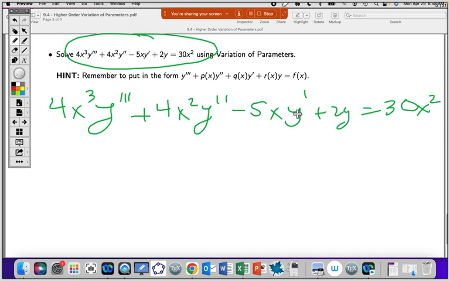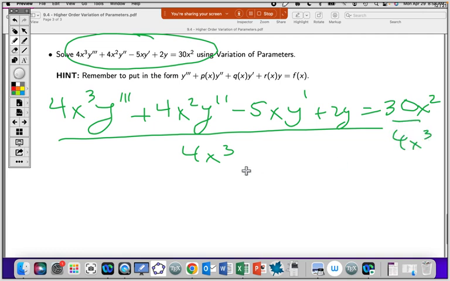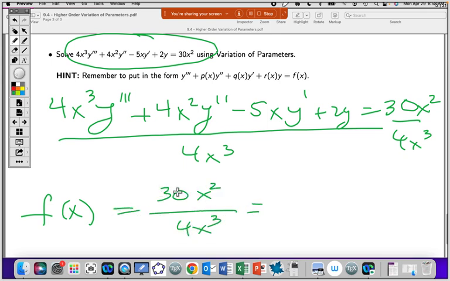Yep, 4x cubed. So you divide both sides by the 4x cubed. And so the f of x you want for the variation of parameters would be 30x squared over 4x cubed. You can reduce that down. What's that be? 15 halves x to the minus 1. That would be the f of x you would then plug into the formulas. Okay.